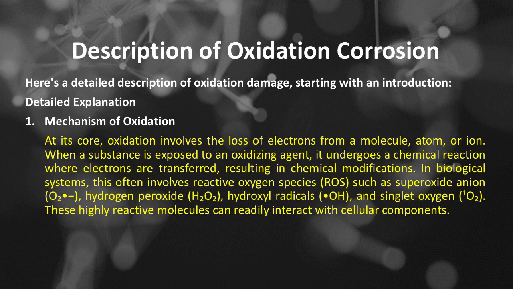At its core, oxidation involves the loss of electrons from a molecule, atom, or ion. When a substance is exposed to an oxidizing agent, it undergoes a chemical reaction where electrons are transferred, resulting in chemical modifications. In biological systems, this often involves reactive oxygen species or ROS such as superoxide anion or O2-, hydrogen peroxide or H2O2, hydroxyl radicals or OH, and singlet oxygen or O2. These highly reactive molecules can readily interact with cellular components.